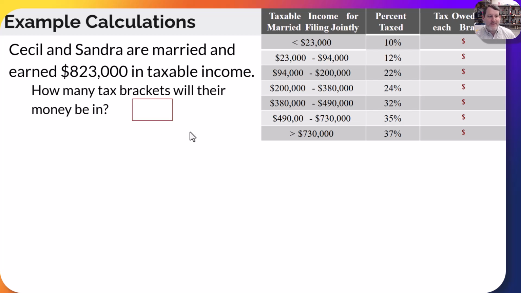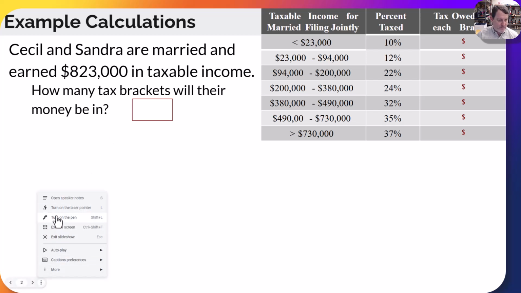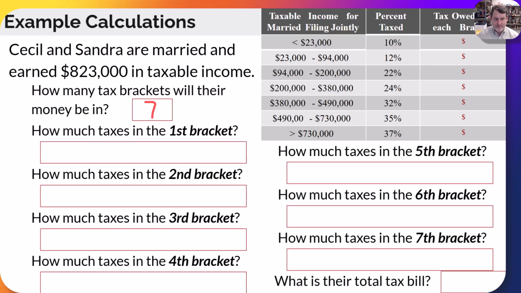All right, let's get started. So the question is, how many tax brackets will their money be in? Well, they make $823,000, so they're going to fill up all of these and have some in this top bracket as well. So that would make it a total of 7 brackets that their money is going to be in. So I'm going to draw the 7 down right there. So now we need to go and figure out how much taxes are owed in each bracket.